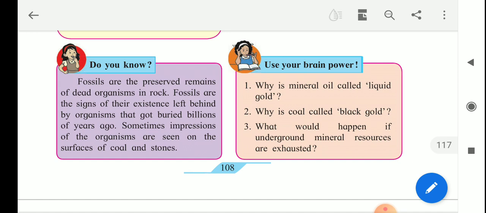What would happen if underground mineral resources are exhausted? Coal, petroleum, and other minerals are all non-renewable resources of energy. The reserve is less and the demand is more. They would get exhausted one day. If such a situation occurs, we will not get electricity. All our households and industries depend on electricity. Transportation and household items and food items would become very costly. The survival of human life will be difficult.